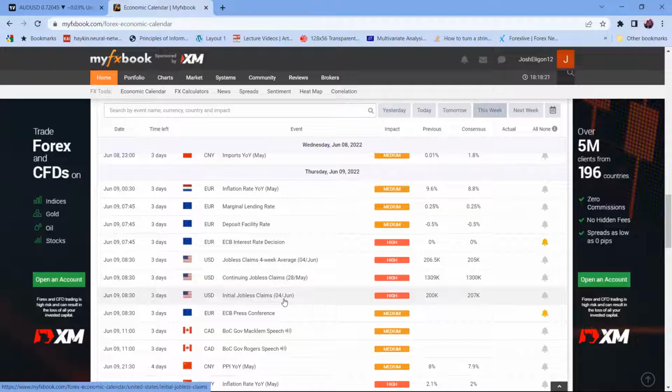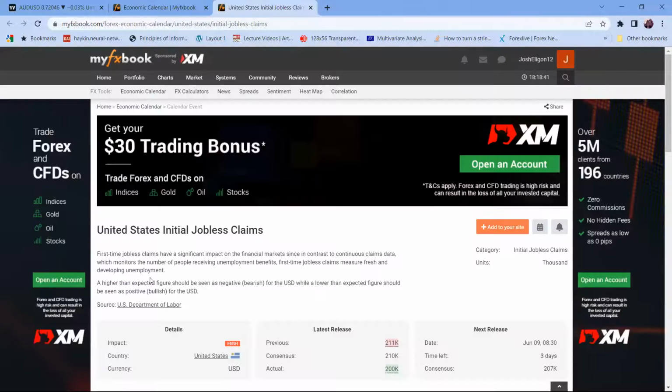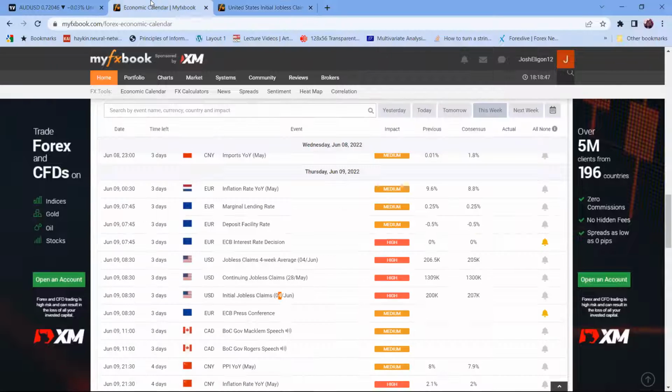So for the initial jobless claims, the previous was 200K. The consensus is 207K. And you can see that I say here, a higher than expected figure should be seen as negative for the USD, while a lower figure should be seen as positive or bullish for the USD.